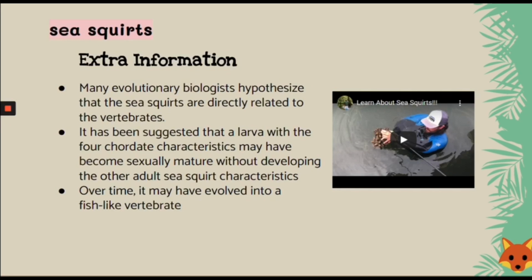Many evolutionary biologists hypothesize that sea squirts are directly related to the vertebrates. It has been suggested that a larva with the 4 chordate characteristics may have become sexually mature without developing the other adult sea squirt characteristics. Over time, it may have evolved into a fish-like vertebrate. Now, let's watch a video about sea squirts.